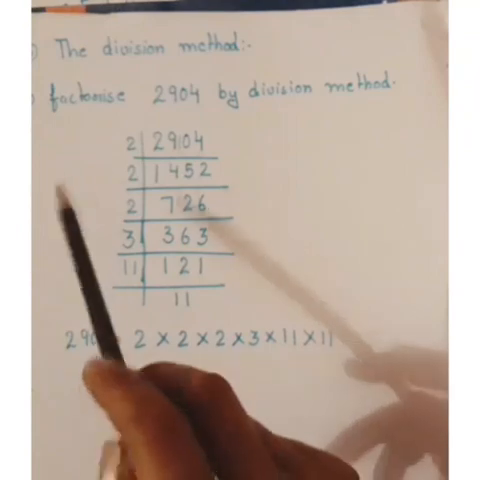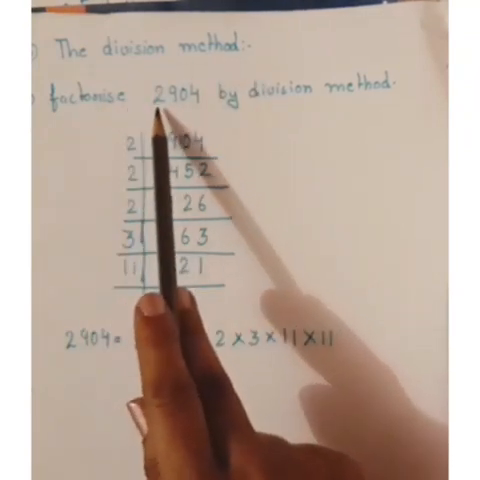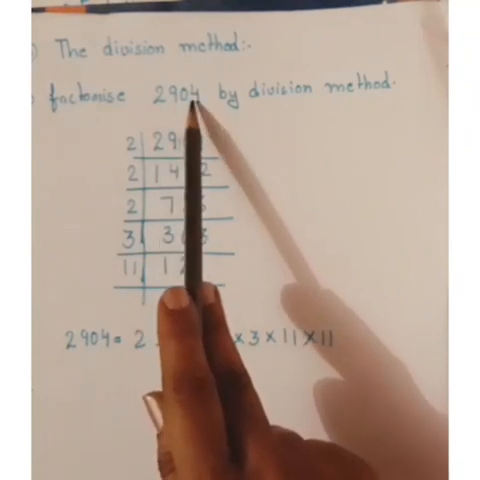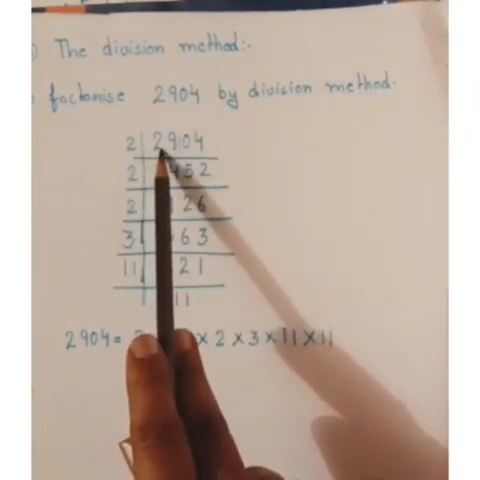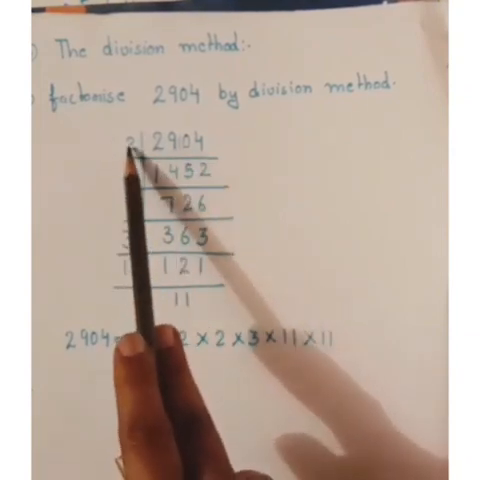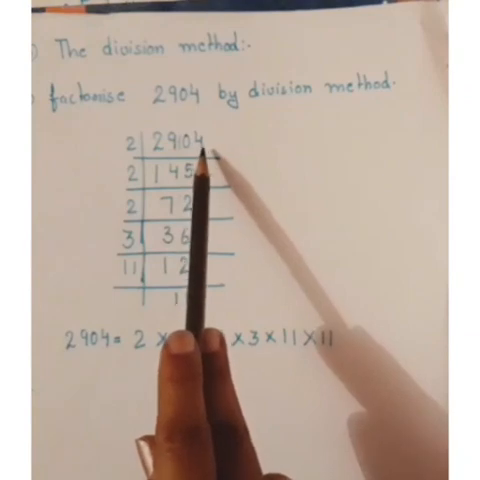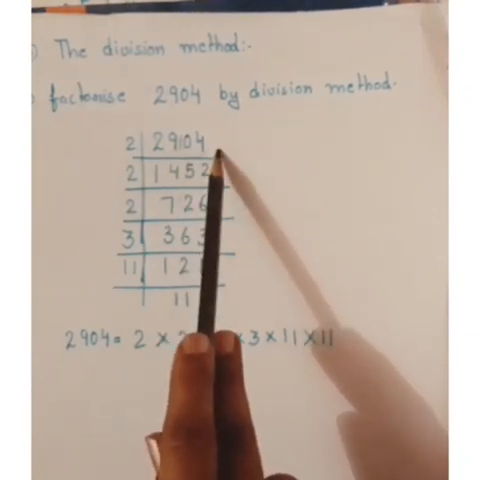The next method is the division method. So you have to do the prime factorization of 2904 by the division method. For this, you have to write the number which is to be factorized over here. Okay, and let's start its division. As you can see, the last digit is 4, so this number is divisible by 2.